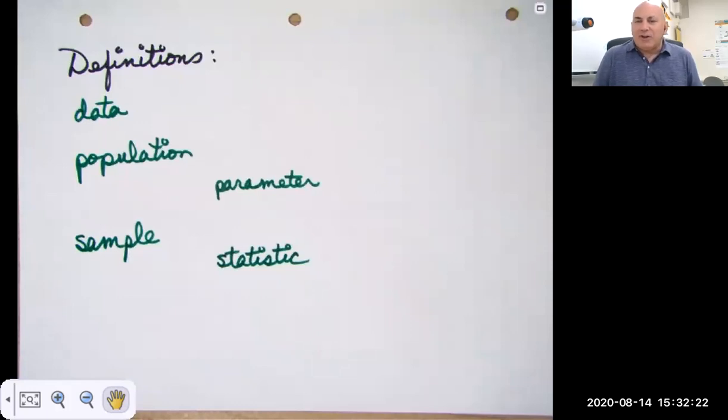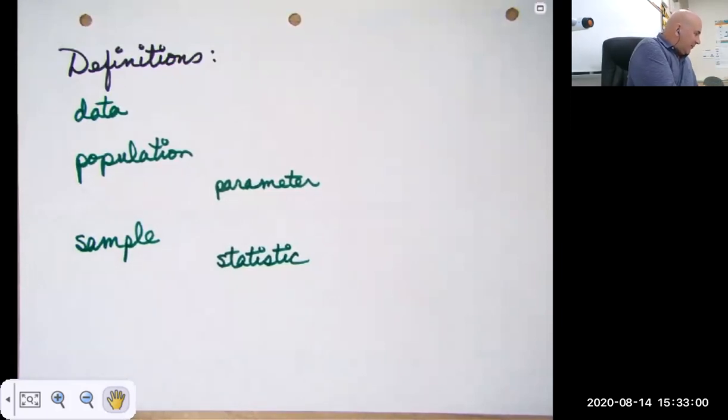If I take a sample of 100 adult American men and take that average height, that average is going to be a statistic. It is a statistic, it is the mean, the average of that sample. So populations have parameters, samples have statistics. So that's how we can remember the difference between a parameter and a statistic. A parameter describes a population. A sample describes a statistic.